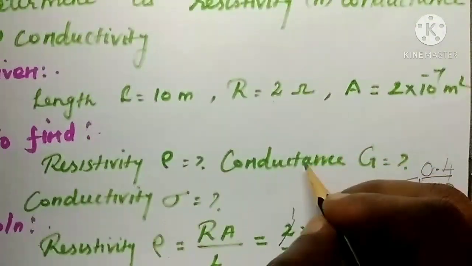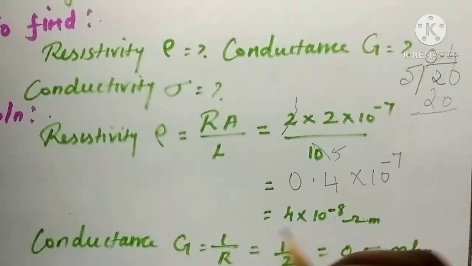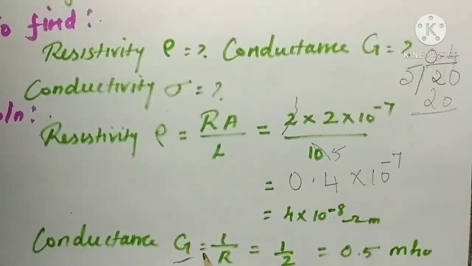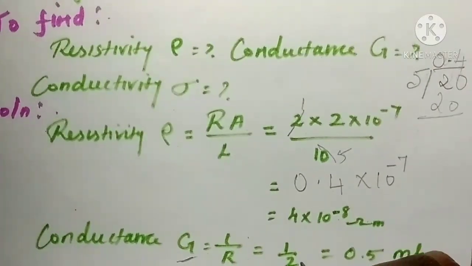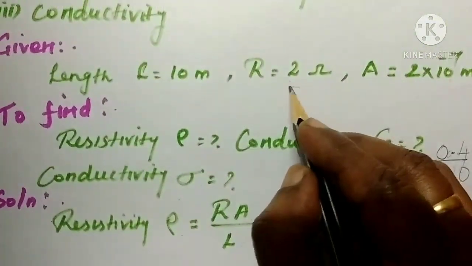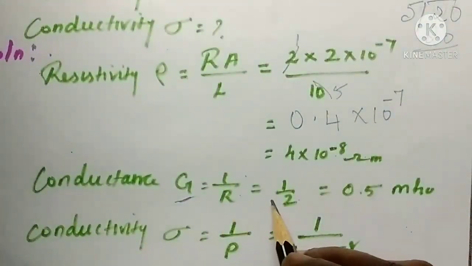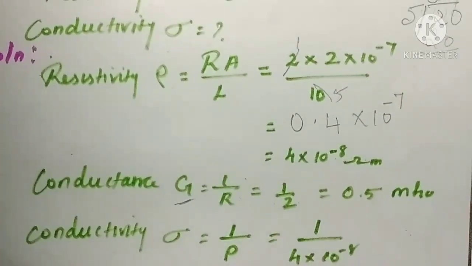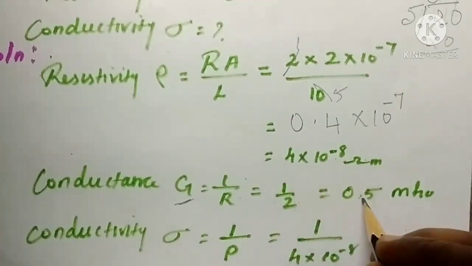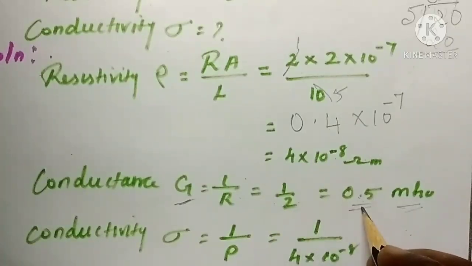Now next, what are we going to find? Conductance. Conductance is the reciprocal of the resistance. Conductance is represented by the letter G. G is equal to 1 by R. The R value is already given in this problem, 2 ohm. So 1 divided by 2. So conductance G is equal to 1 by R, which is equal to 1 by 2. What's the answer? 0.5. The unit of this conductance is mho, otherwise ohm power minus 1. So 1 by 2 is equal to 0.5.